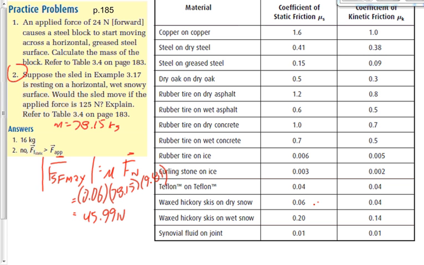Is it on wet snow? I think it was. Oh, yeah, it is. So you're right. It's on wet snow, so the coefficient is going to be 0.20. All right, let's try multiplying those 3 numbers together. 0.2 times 78.15 times 9.81 gives me a force of 153.3.